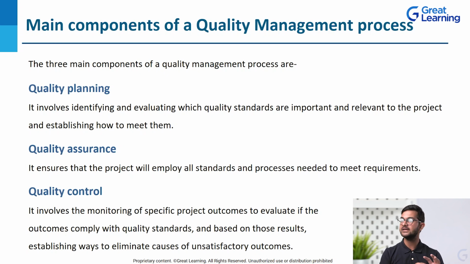So when we say planning, it is about setting the goals, evaluating the quality standards. Once the quality standards are established, how will you assure that? By quality assurance, you will make sure that the project will employ all the standards and processes. That is done in quality assurance. Now, how will you evaluate to what extent we have met it or to what extent we are losing? That is done by quality control. So it involves the monitoring or controlling of specific project outcomes to evaluate if the outcomes comply with quality standards or not. And what can we do in order to meet the quality standards that we have established in the first step? That is done in quality control.